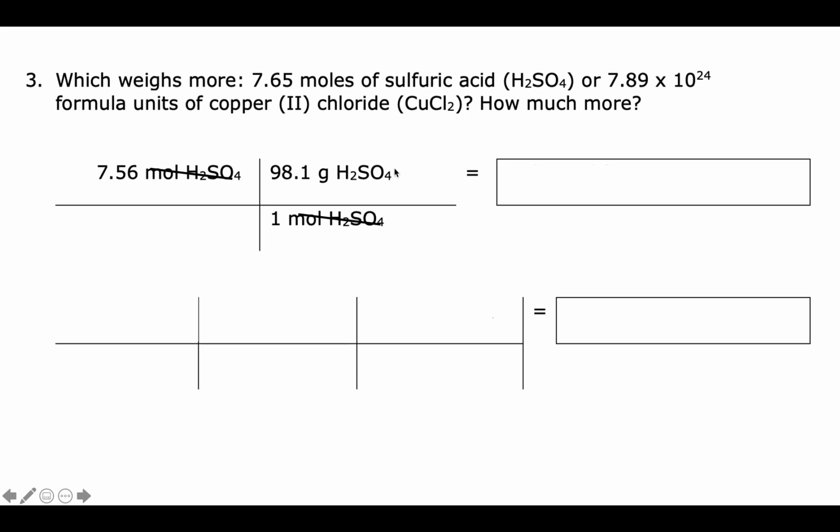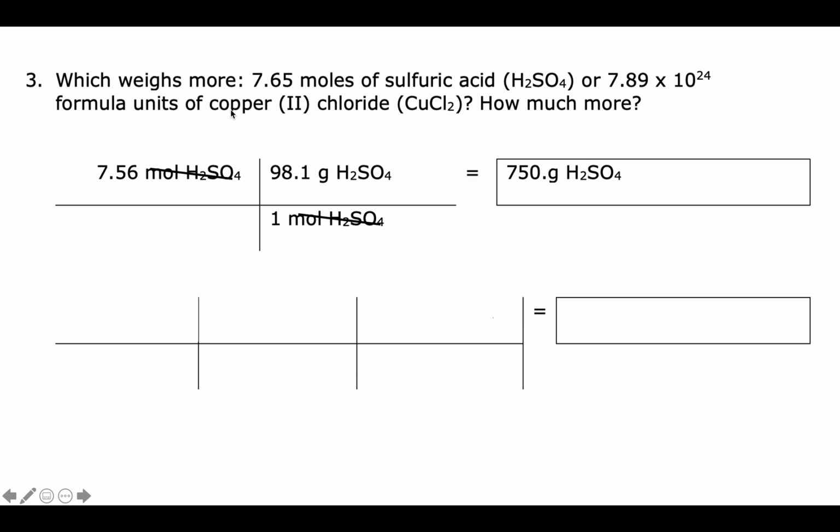Now we just multiply across the top, divide by 1, and come out with 750 grams of sulfuric acid. This is 3 significant figures here, so our answer should be 3 significant figures, and that's why it is displayed this way. To make sure that we are saying it's accurate to the ones place, we put a little decimal point there. So those are 3 significant figures. Now we have the grams of sulfuric acid.